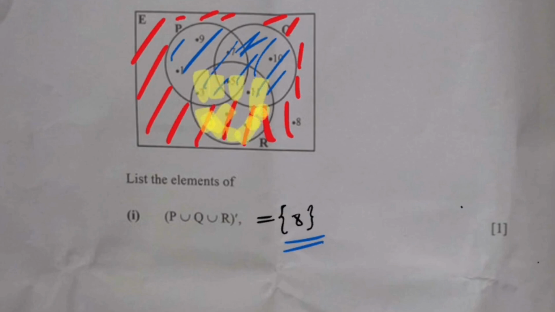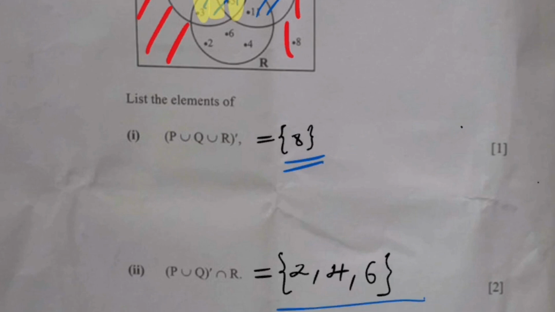So you can see what the intersection is. The intersection is only this red and yellow color, which is 2, 4, and 6 as required. So again, P union Q complement is all the elements that are outside P and Q, but we want those elements that are in R, which is 2, 4, and 6.